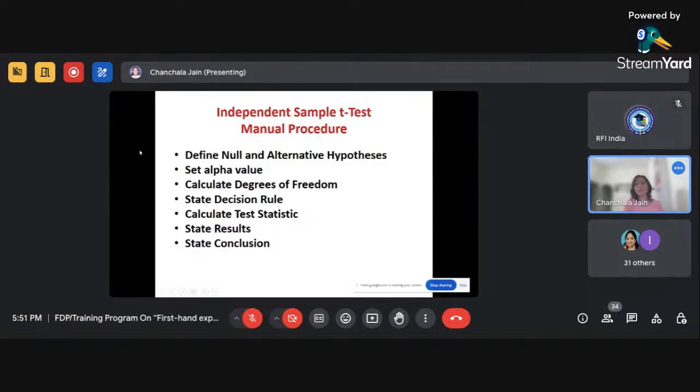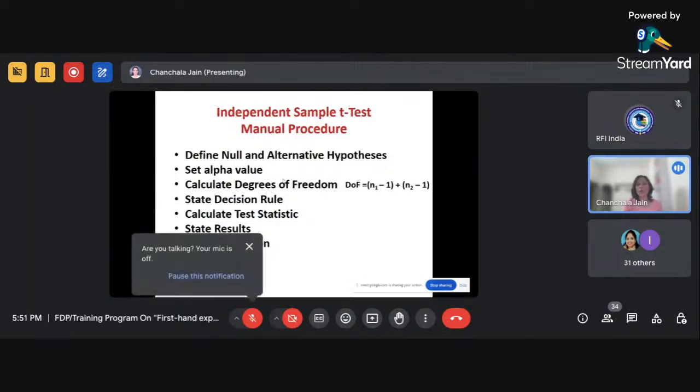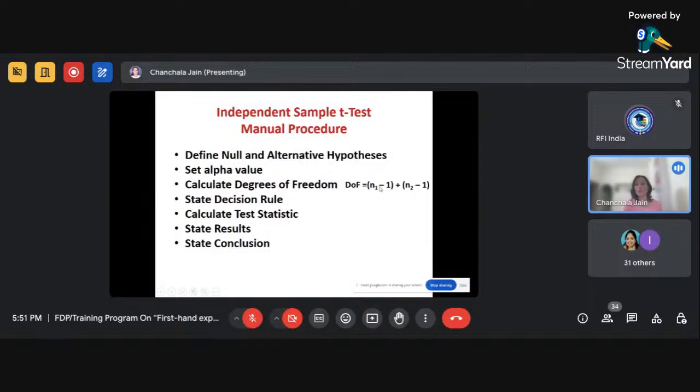After that, you need to write the alpha value, that is the level of significance, which means the probability of type 1 error, right? So you can write 5%, 10%, 1%, whatever percent you want to take. Further, you can write the degrees of freedom. Degrees of freedom is DOF or DF, which is N1 minus 1 plus N2 minus 1. First means total number of observations in the first sample minus 1, and total number of observations in the second sample minus 1.